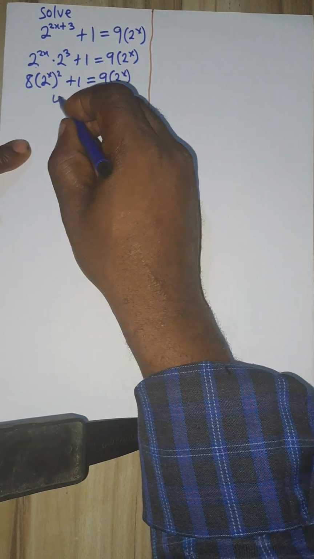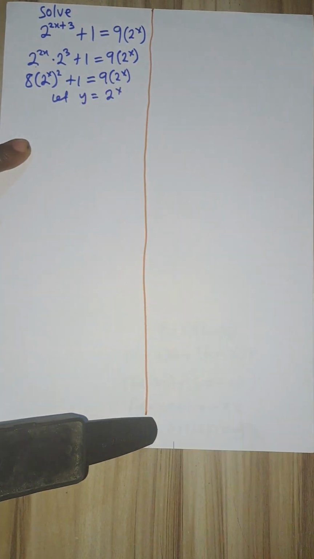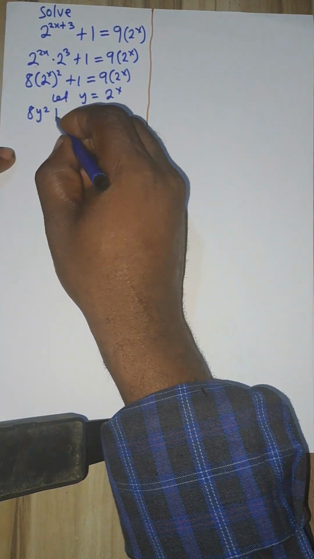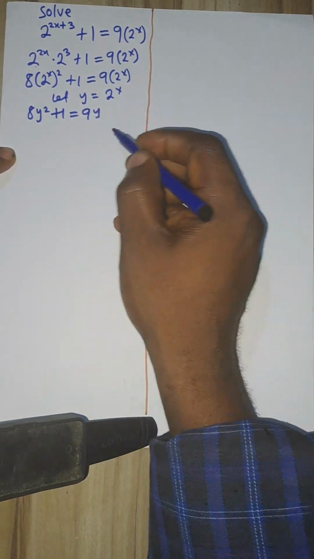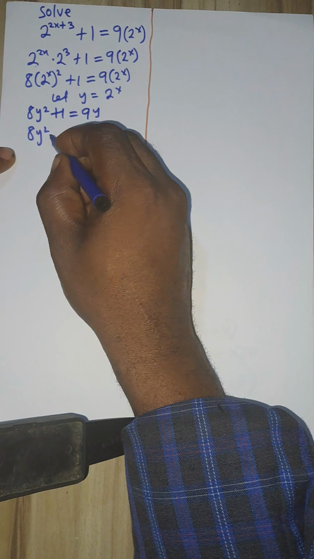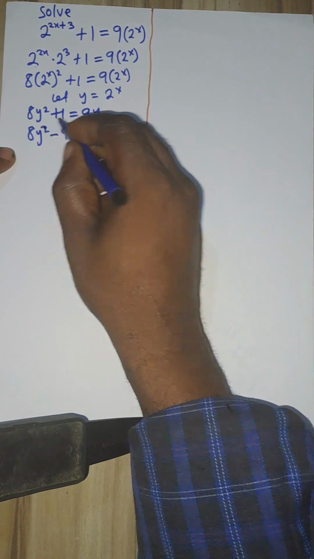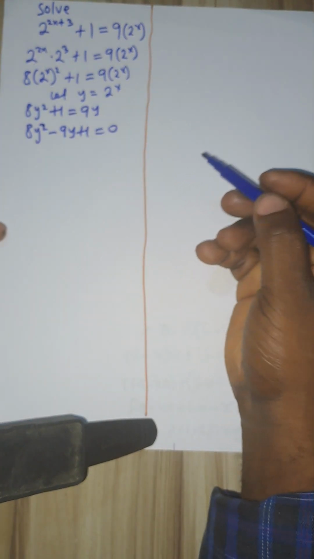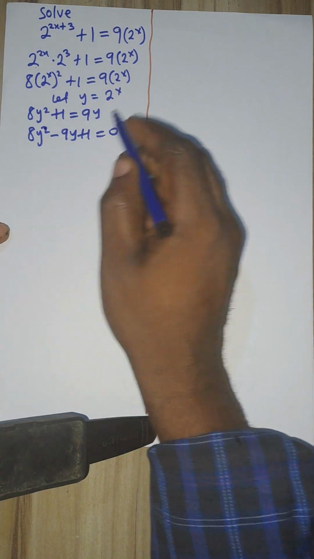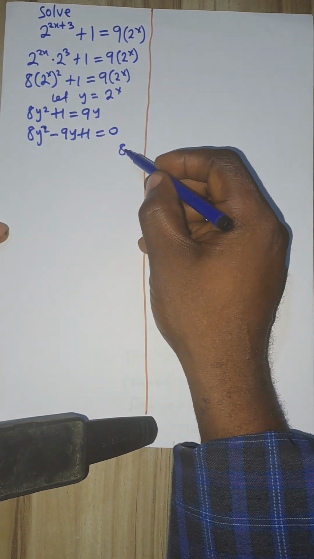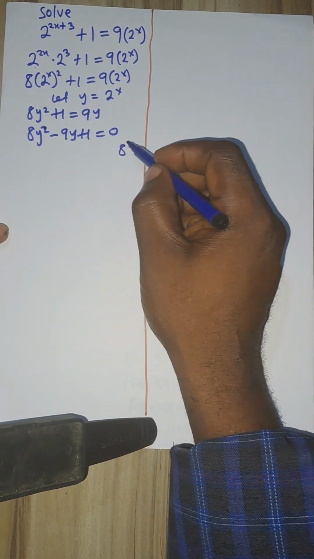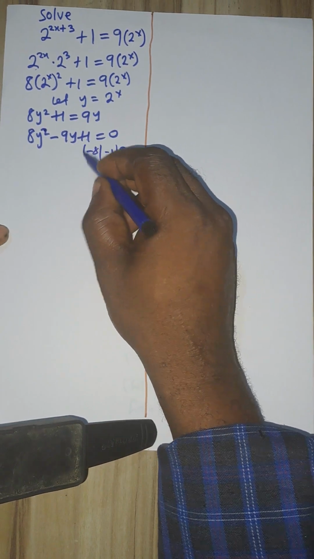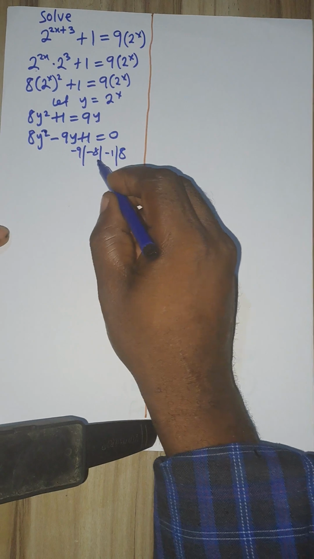Okay. Now let y equals 2 to the power of x. If we make that substitution, we'll have 8y squared plus 1 equals 9y. So if we rearrange, we have 8y squared minus 9y plus 1 equals 0. You can use the formula, the square method, or factorization, because it can be factorized. So 8 times 1 is 8. We look for two factors whose product is 8 and sum is -9. So -1 is one of the factors. 8 divided by -1 is -8. -8 and -1 give -9. So we replace -9 with -8 and -1.